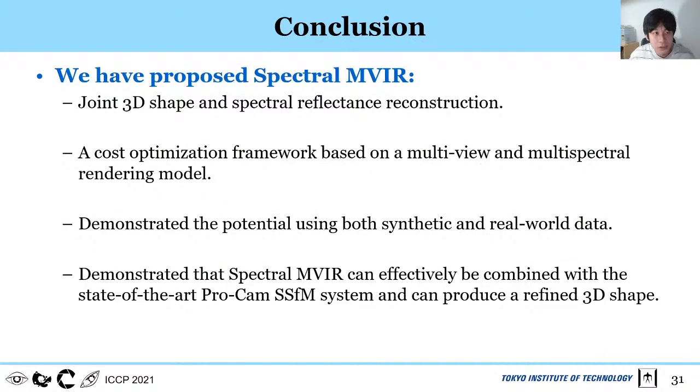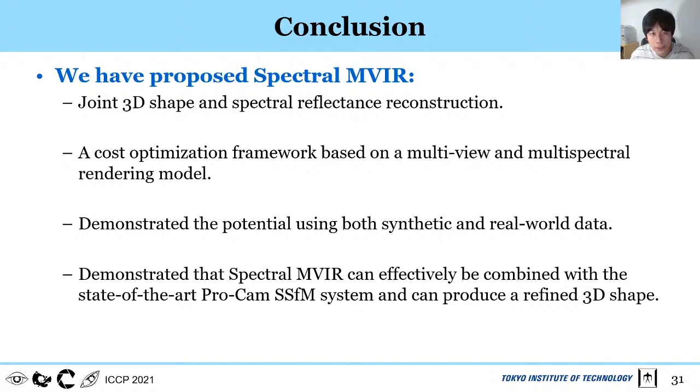In conclusion, we have proposed spectral MVIR, which is a novel method for joint 3D shape and spectral reflectance reconstruction. To jointly optimize 3D shape and spectral reflectance, we have built a cost optimization framework based on a multi-view and multispectral rendering model, considering our image acquisition setup using a standard RGB camera and a low-cost LED bulb.